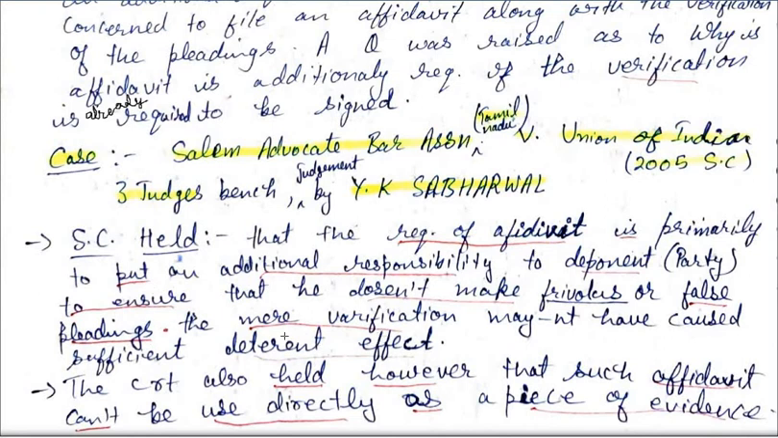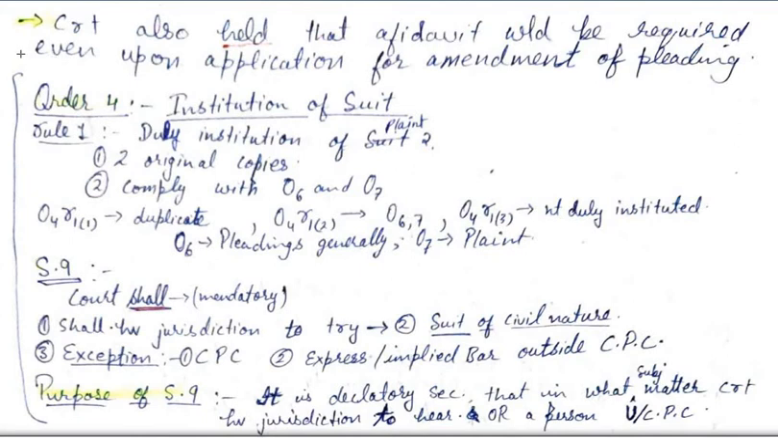The mere verification may not have caused sufficient deterrent effect. तो सिर्फ वेरिफिकेशन से डेटरेंट इफेक्ट काउज नहीं होता, एंड देयरफॉर द ओथ वाला एफिडेविट इज रिक्वायर्ड. एक और पॉइंट लिख लो, the court also held however that such affidavit cannot be used directly as a piece of evidence. एक और थर्ड पॉइंट लिख लो इसमें, the court also held that affidavit would be required even upon the application for amendment of pleadings.